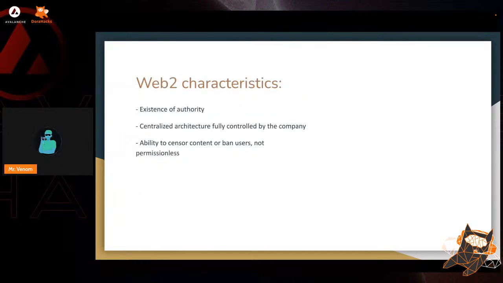So let me briefly explain at a high level the characteristics of Web2 versus Web3. In Web2, we know that there are authorities, like different companies. They have their own architecture, their own system, fully controlled by them, and it is centralized. They have full control to censor any content or ban any users, and the whole thing is not permissionless. So that's basically the characteristics of it.